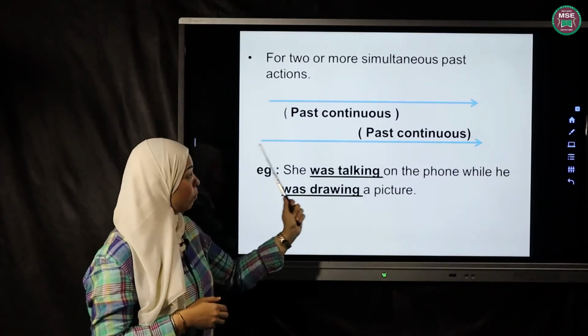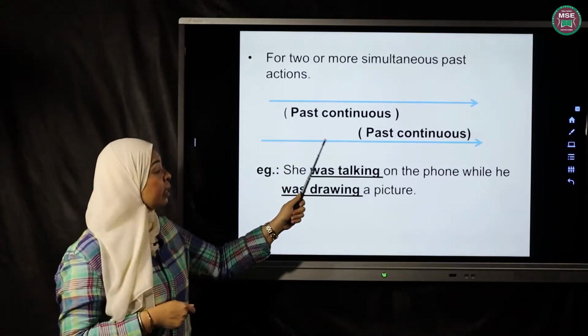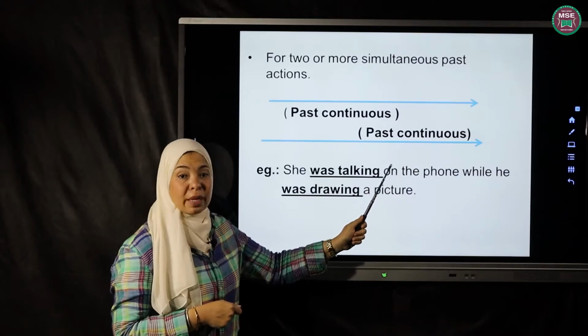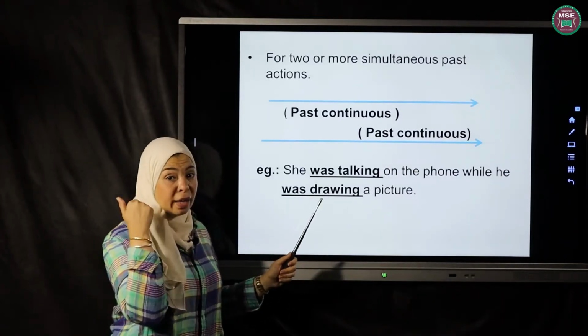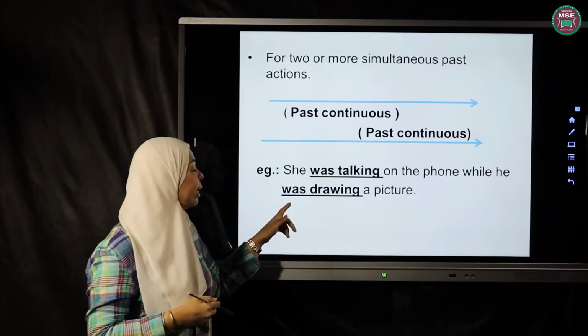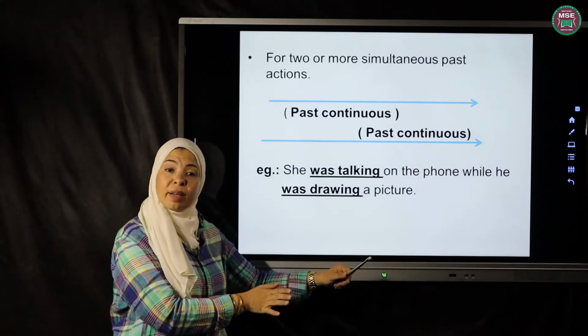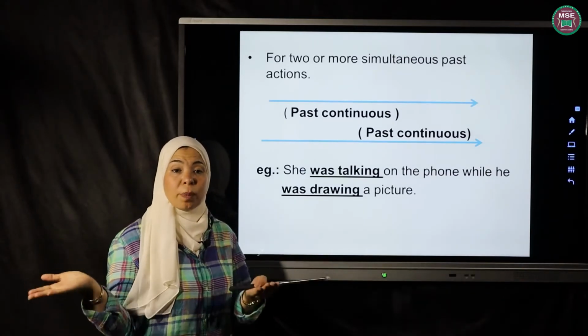As you see, two blue arrows refer to two long actions. The first one is in the past continuous, and the second one is also in the past continuous. She was talking on the phone while, watch this word please, while he was drawing a picture. He was drawing a picture and she was talking on the phone. No one interrupted the other one.